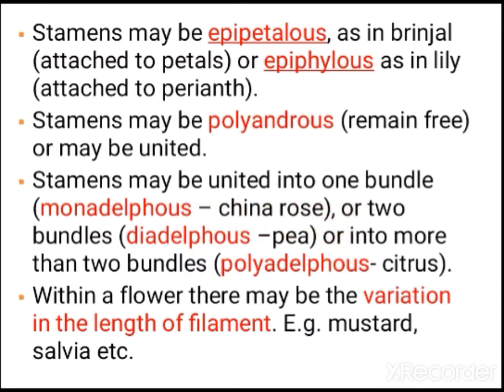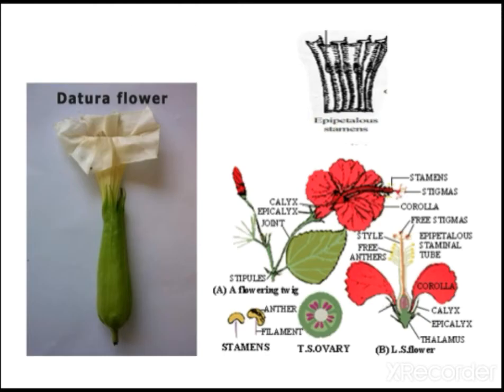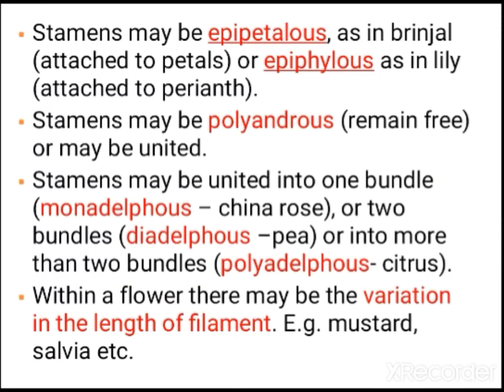Now, all the stamens are united together and form a tube-like structure. Can you observe here? All the stamens are united and present on a tube-like structure. When it is present like that, you call that monadelphous. Or sometimes it can be in two bundles, as in the pea plant, which you call diadelphous. Or more than two bundles, which you call polydelphous, as in citrus fruits.